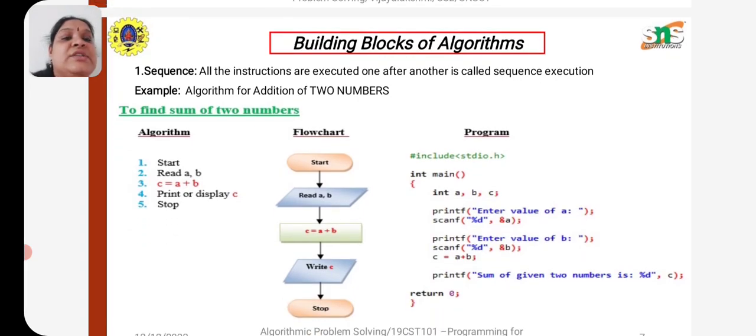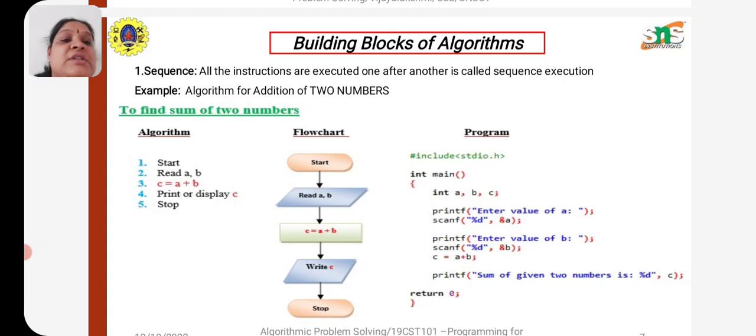Sequence, all the instructions are executed one after the another, which is called as the sequence execution. For example, we are just going to add 2 numbers. Let me see the algorithm first. We are just beginning with the algorithm, and to add number I need 2 variables a and b, and for the storing purpose I need one more variable called as c, which is equal to a plus b. Print or display the result in C, and then stop.